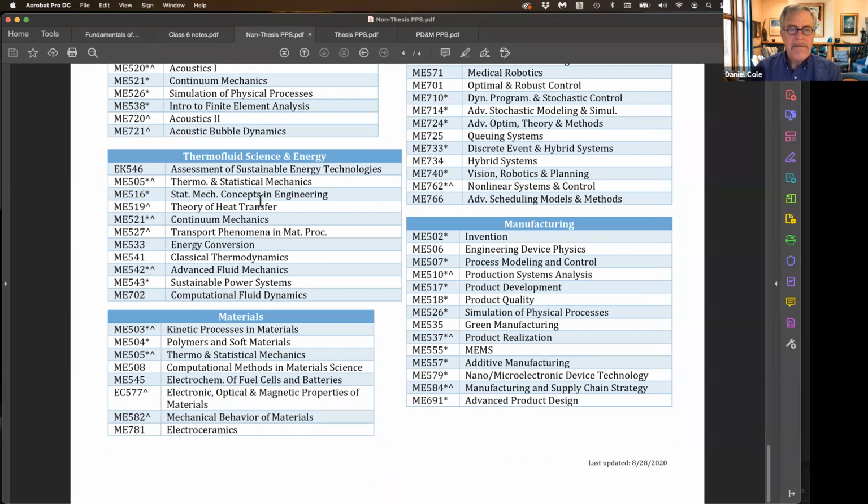This area here, thermofluid science and energy, I tell my advisees that if they're interested in green energy, there's so many things. So there's the solar cells, solar panels and stuff, right? There's wind turbines. There's geothermal means of getting energy from the ground. And these are all coming on board. Batteries. Batteries is a big thing.